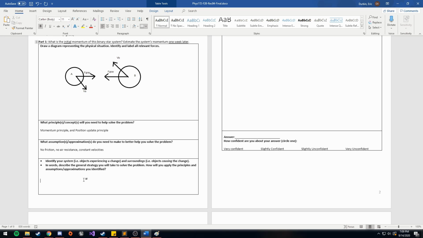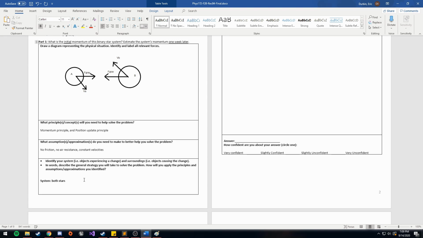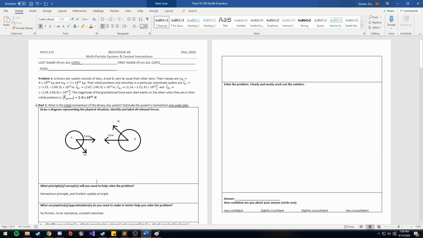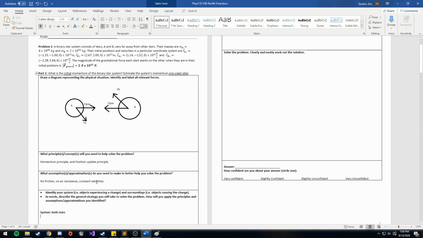For the systems and surroundings, should we make star A or B the system? What is the initial momentum of the binary star system? So it would be both of them together. So there's no surroundings. Space. Well, the space isn't contributing force to anything, so I might actually just put nothing. Sure. Okay.